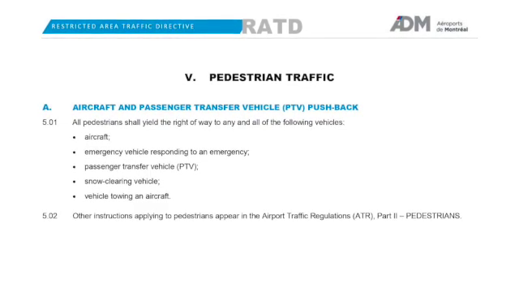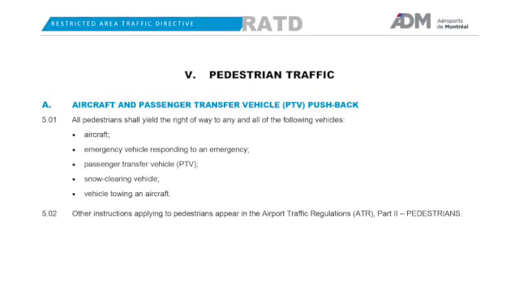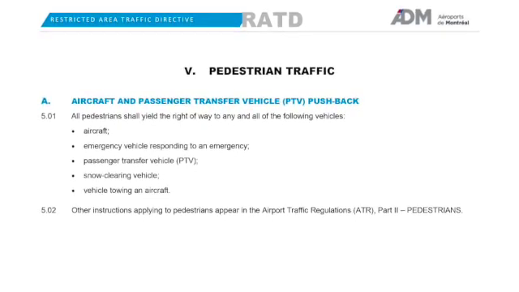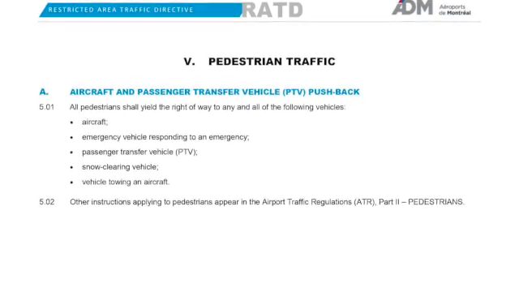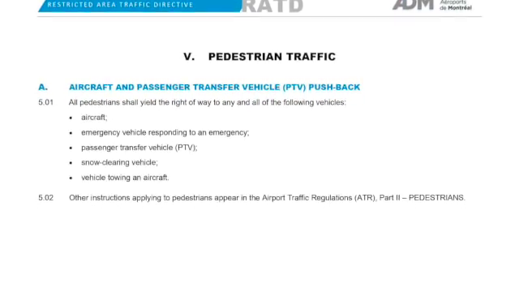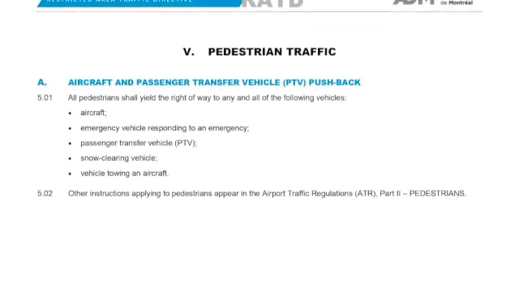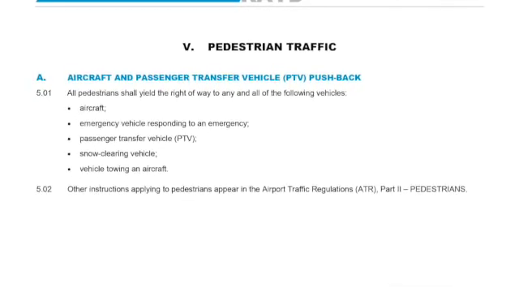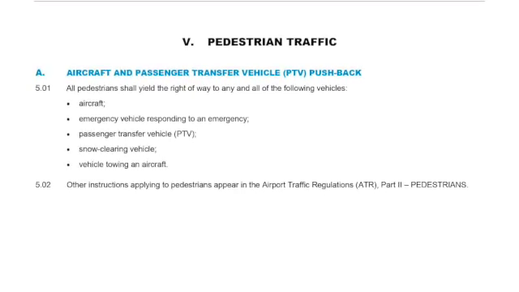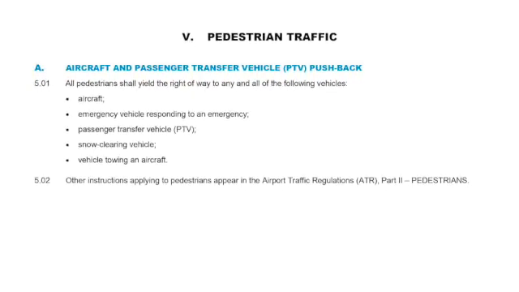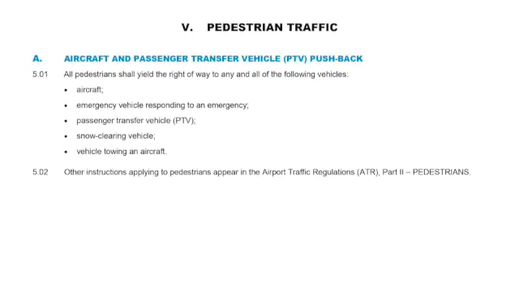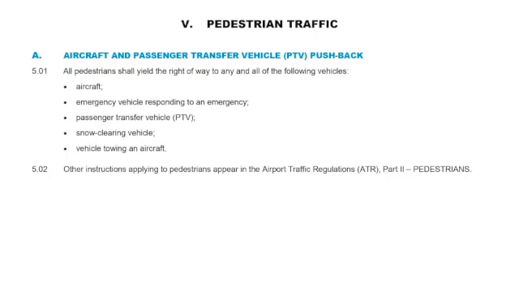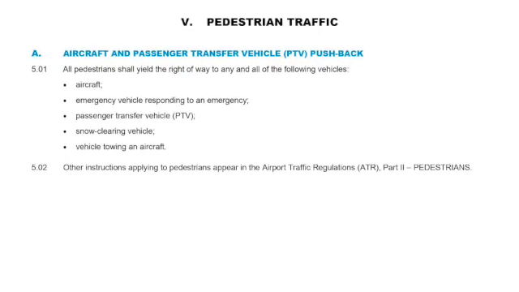V. Pedestrian Traffic. A. Aircraft and Passenger Transfer Vehicle, PTV, Pushback. 5.01. All pedestrians shall yield the right of way to any and all of the following vehicles: aircraft, emergency vehicle responding to an emergency, passenger transfer vehicle, PTV, snow clearing vehicle, vehicle towing an aircraft. 5.02. Other instructions applying to pedestrians appear in the Airport Traffic Regulations, ATR, Part 2, Pedestrians.